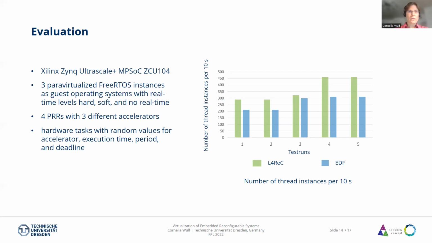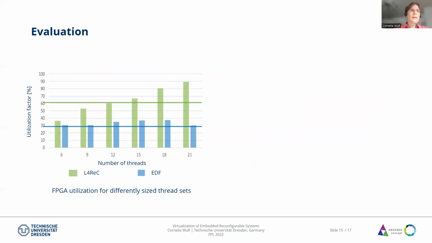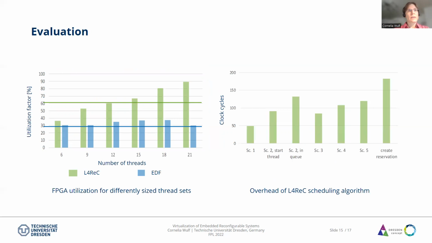Our strategy executed 36% more thread instances than the EDF strategy because non-real-time threads are inserted into idle times. L4REC reaches a utilization factor that is 1.9 times better than that of EDF. The average values of the utilization factor are marked with vertical lines. The last diagram shows the overhead induced by our mapping and scheduling algorithm, broken down by the 5 scenarios. The most frequent scenario, the search for a reservation, takes less than 50 clock cycles.